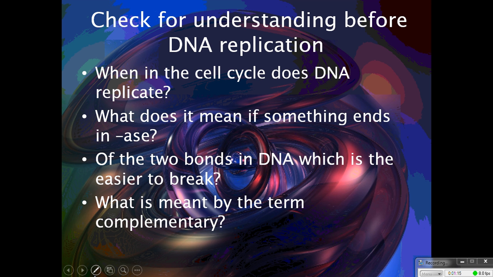Those are the bonds that hold the two strands of the DNA together in the middle, whereas covalent bonds are holding together the phosphates, sugars, and bases. The term complementary means that they match up. They're not exactly the same, but they work well together. Complementary bases are A and T, and C and G are also complementary.